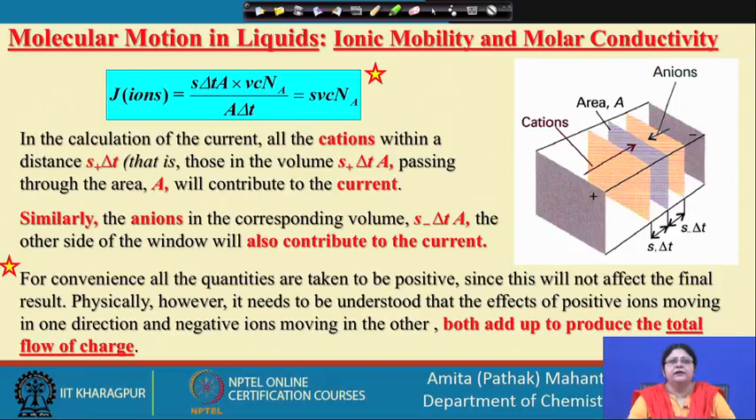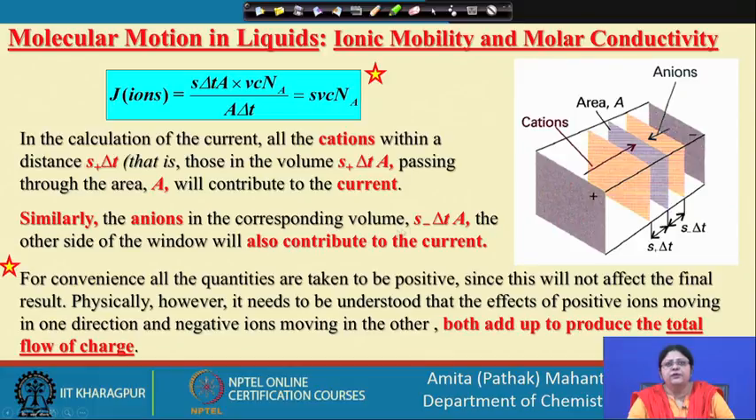In the calculation of the current, all the cations within this distance, S plus into delta t, that is those contained in this volume element into A, passing through the area A, will contribute to the current. That means all of the ions contained in this volume element, if they are positive cations, then the distance we are looking at will be S plus delta t into A as the total volume element, and they will contribute to the current because of the movement of the ions.